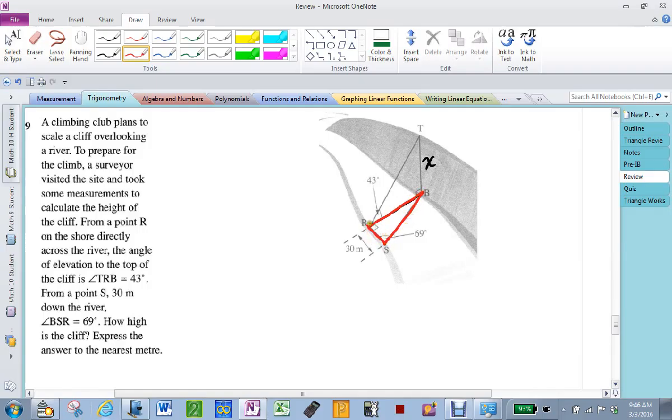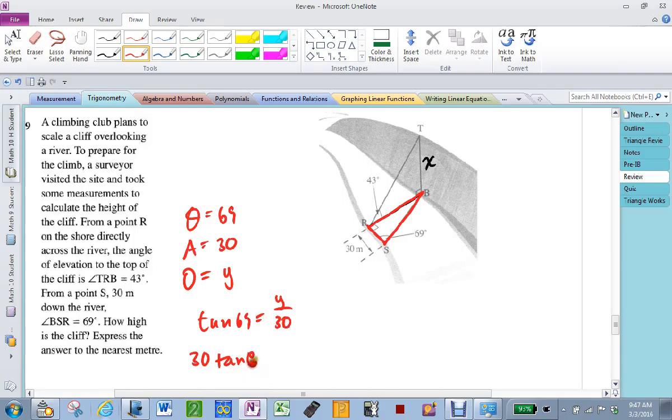So, to find that, I've got a theta of 69. I've got an A of 30, and I need an O, yes? So what is it? Tan 69 is O over 30. So it's 30 tan 69. Now, can I wait before I go to my calculator? I can, because this gives me Y, doesn't it?